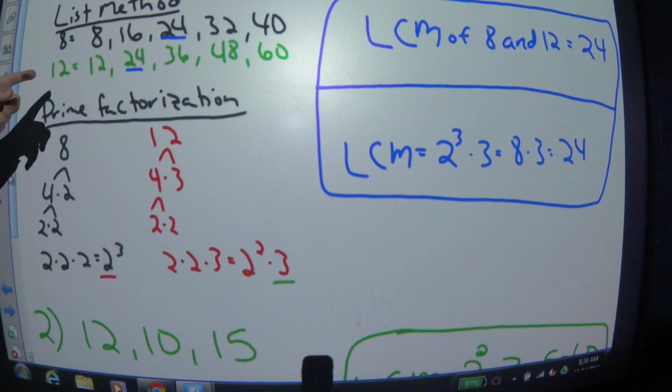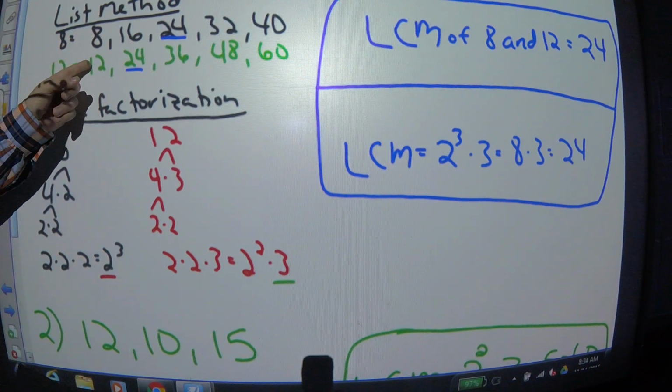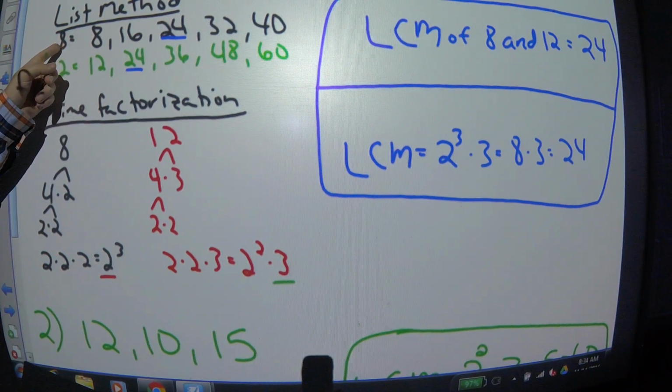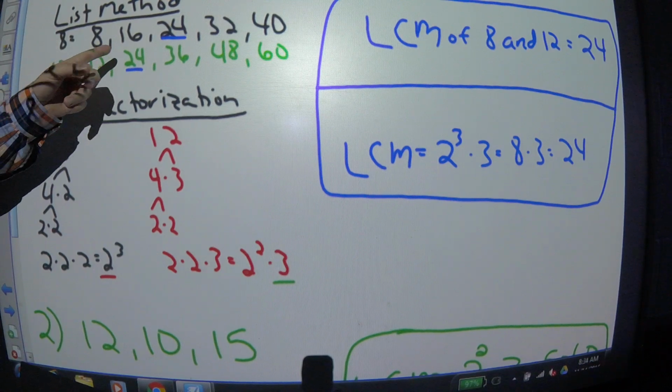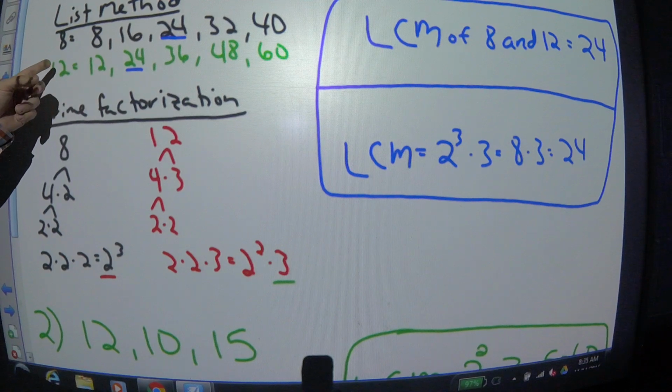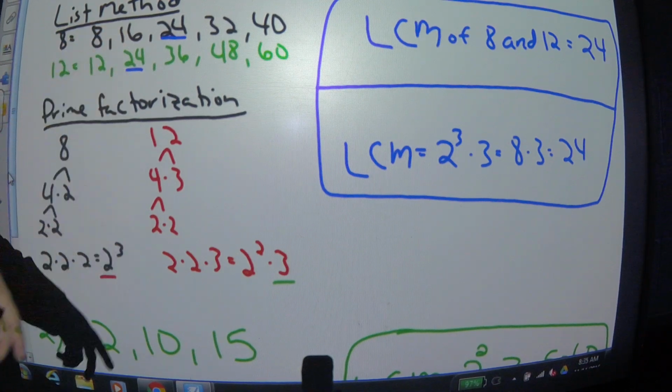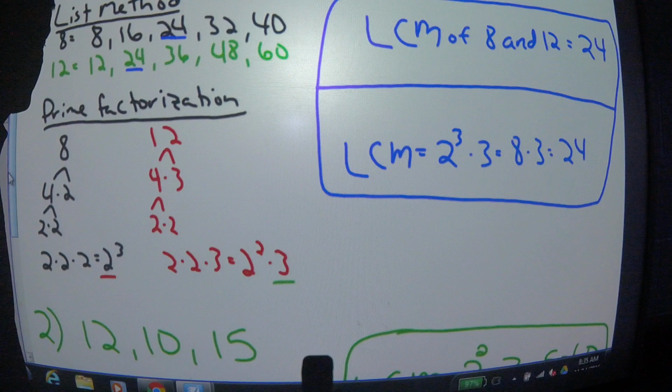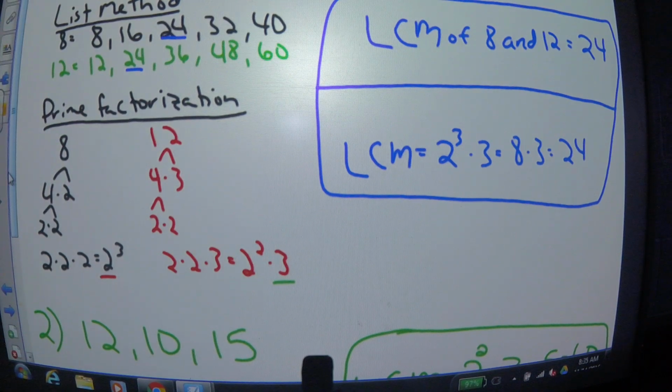Because 8 will divide into 8, but 12 won't divide into 8. 12 will divide into 24, and so will 8. 8 will divide into 16, but 12 won't. So 24 was the first number that both numbers will divide into.